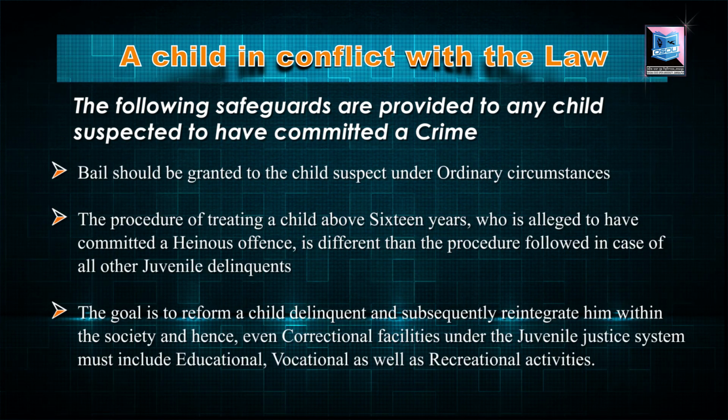Also, the Juvenile Justice Act of 2015 prescribes different procedures for trying a child in conflict with the law who is above 16 years and who has been alleged to have committed a crime which is of heinous nature. Further, no child under the Juvenile Justice Act of 2015 can be given a life imprisonment or a death penalty. Also, correctional facilities must have educational, vocational as well as recreational facilities in them for these juvenile offenders.